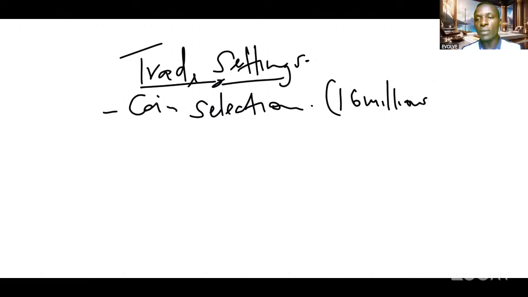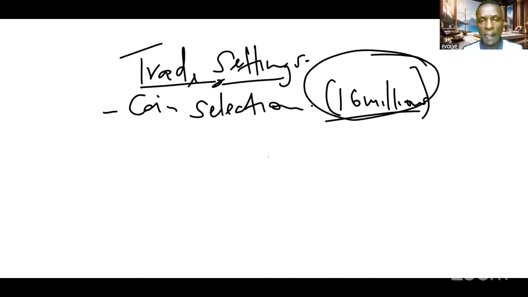So, the crypto market has over 16 million coins. The first thing you need to know as a trader is what is the right coin to trade, and the factors you should consider when selecting the coin, because there are so many coins. So say coin selection, all together. Coin selection, that's the first thing.